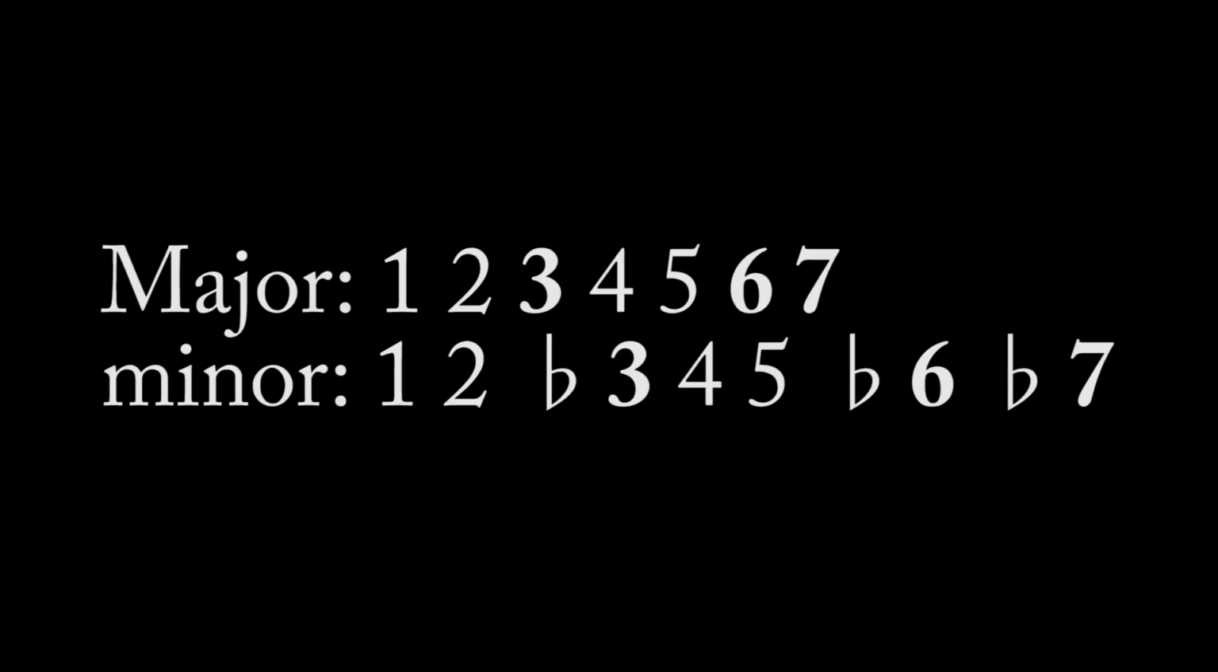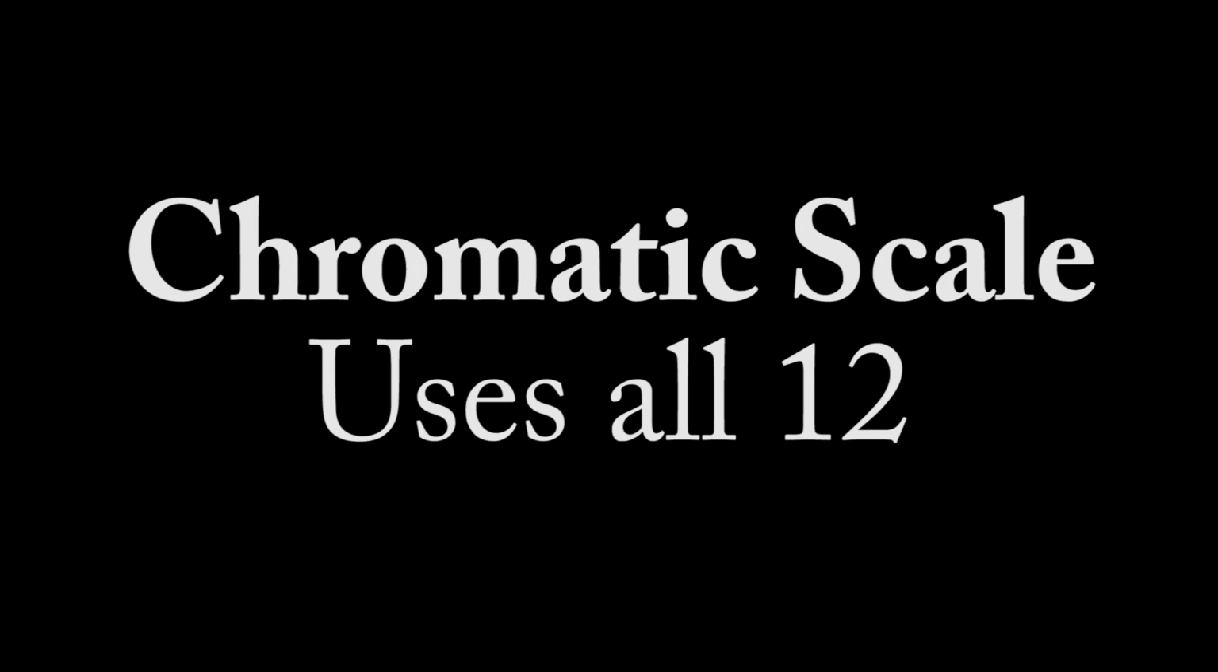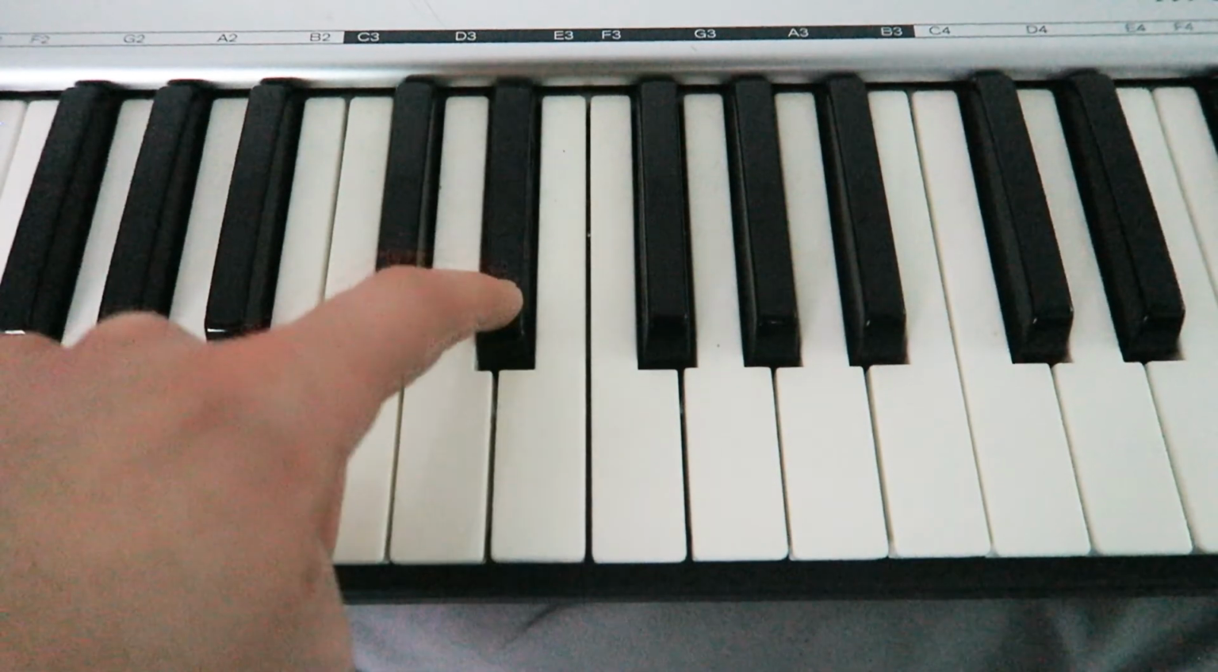If we look at the natural minor scale, for example, we have scale degrees 1, 2, flat 3, 4, 5, flat 6, and flat 7, because all of those flatted notes are 1 half step down from the major scale notes. We also have the chromatic scale, which uses all 12 notes in our musical alphabet. When we play the chromatic scale from beginning to end, we move up in half steps and can do this descending. Here's what it sounds like.